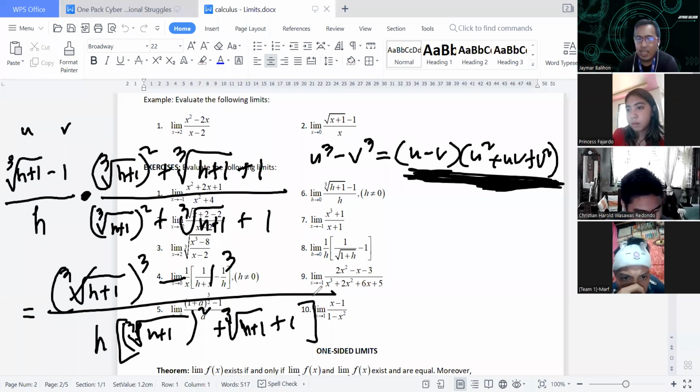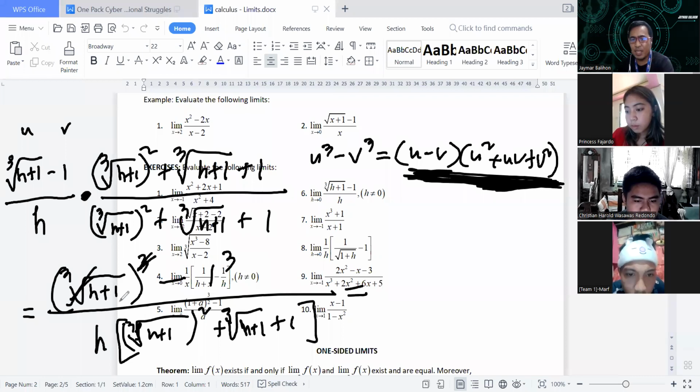Do you see? If that is eliminated, what is left here is only h plus 1 minus 1. Agree? So what is left now here in the numerator is only h. Do you agree with me? This will be eliminated. So what is left here is only h plus 1 minus 1 because the 1 cube is just 1.